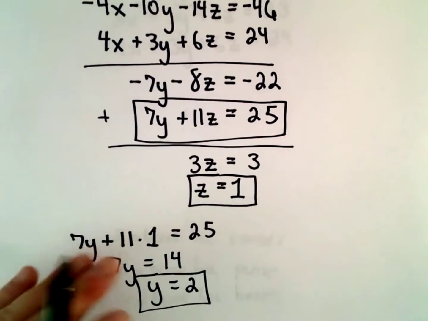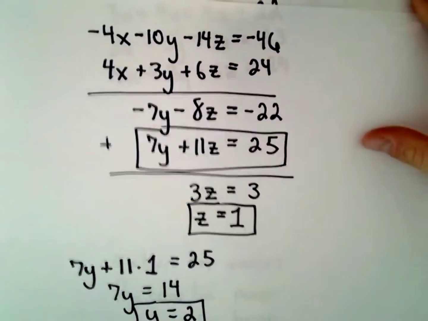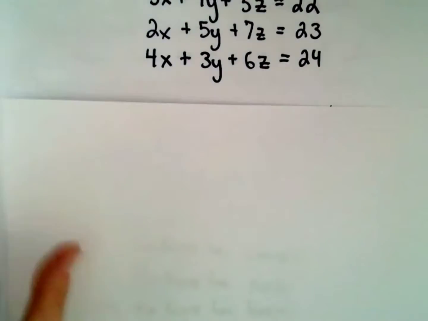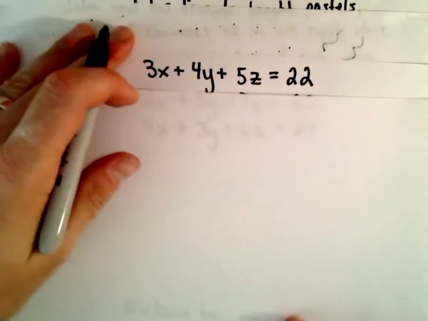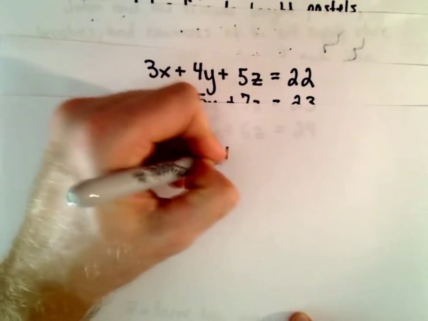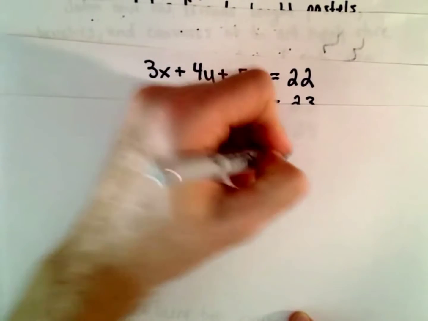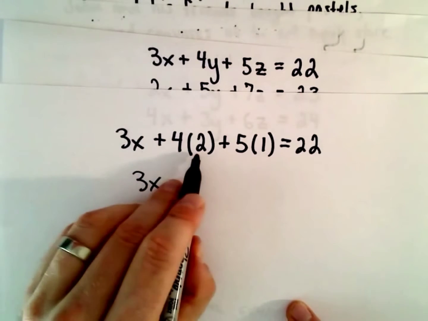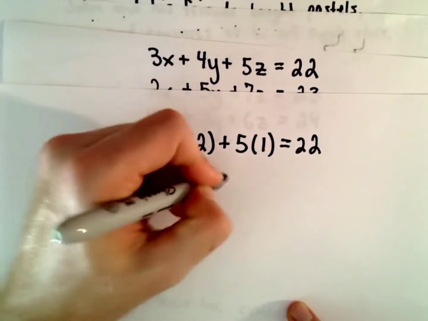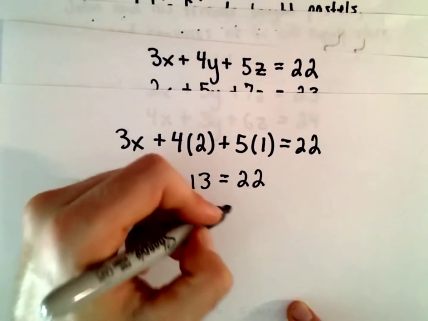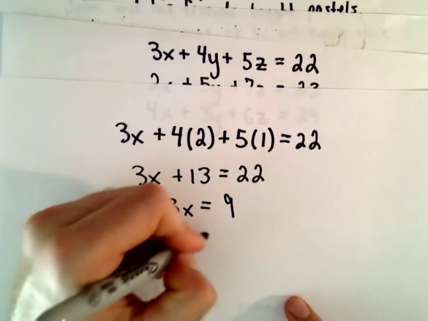And now, all we have to do is go back to one of the original equations and substitute z equals 1 and y equals 2. I'm going to use the very first one, 3x plus 4 times y, which was positive 2, plus 5 times z, which was positive 1. Well, this would be 4 times 2 will be 8 plus 5, that would be 13. If we subtract 13 from both sides, we'll get 3x equals 9, divided by 3, we'll get x equals 3.